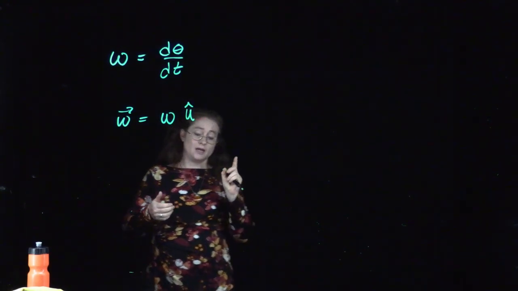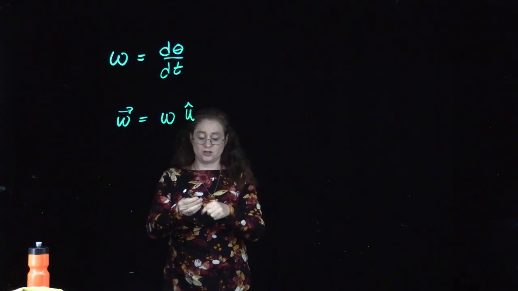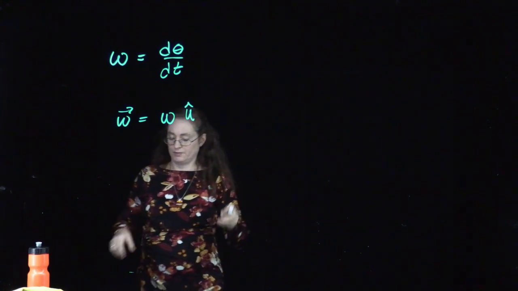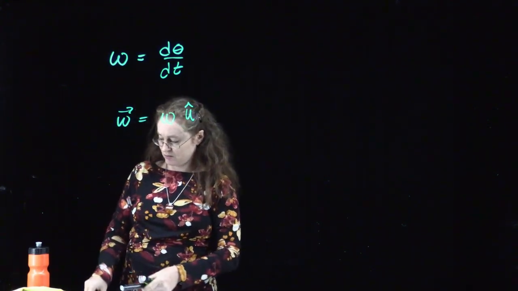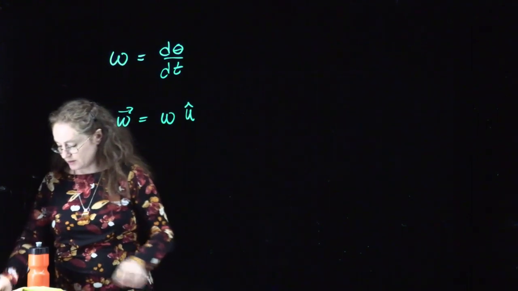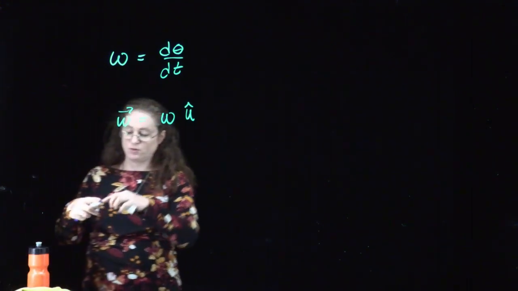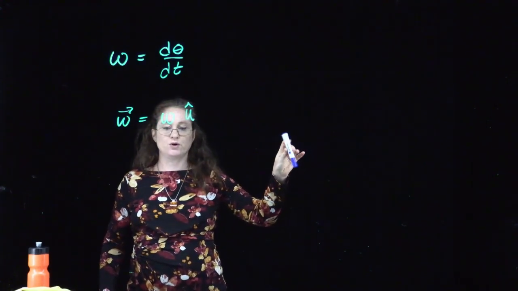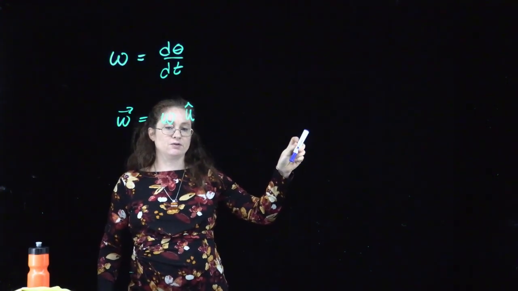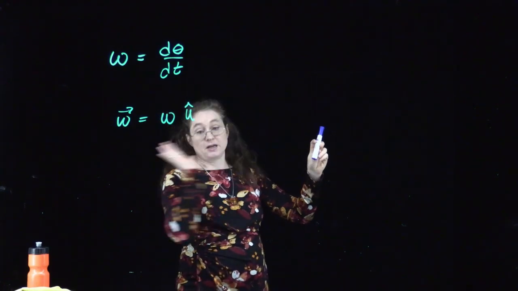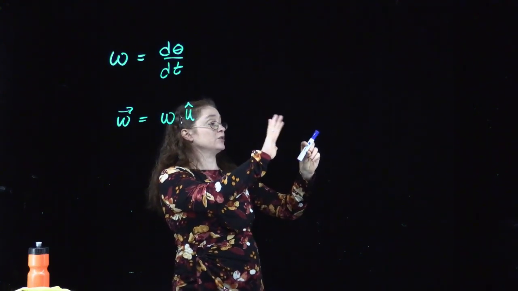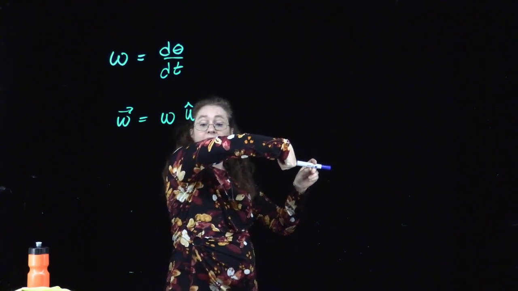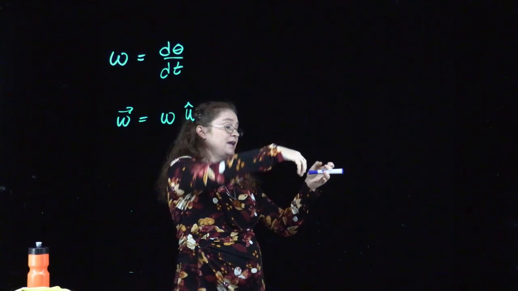So if I have something which is rotating, let me use a white marker instead. That will show up a little bit better for you. So I have something which is rotating. When I have it rotating, what I'm going to do is take my right hand and curl my fingers in the direction of the rotation, and then my thumb points in the direction of the angular velocity vector.